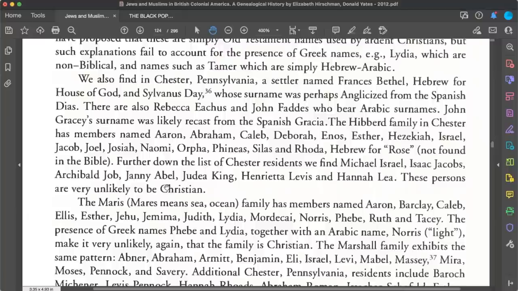The Hebert family in Chester has members named Aaron, Abraham, Caleb, Deborah, Enos, Esther, Hezekiah, Israel, Jacob, Joel, Joshua, Naomi, Orpha, Phineas, Silas, and Rhoda, Hebrew for rose, not found in the Bible. Further down the list of Chester residents, we find Michael Israel, Isaac Jacobs, Archibald Job, Jenny Abel, Judea Kane, Henrietta Levis, and Hannah Leah. These persons are very unlikely to be Christian.